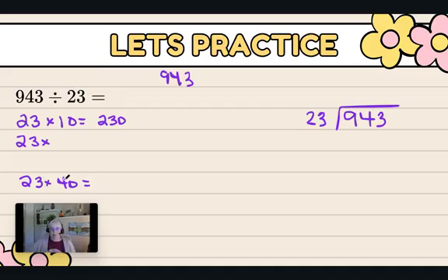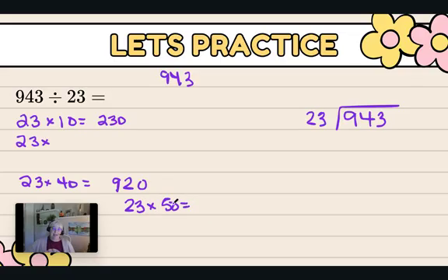23 times 40. Well, 4 times 3 is 12. Carry the 1. Oh my goodness. Look at that. 920. And our goal is 943. Wow, we are close. 23 times 50. I bet it's going to be over, but let's just make sure. I know it's going to be over because I can add 23 to 920.